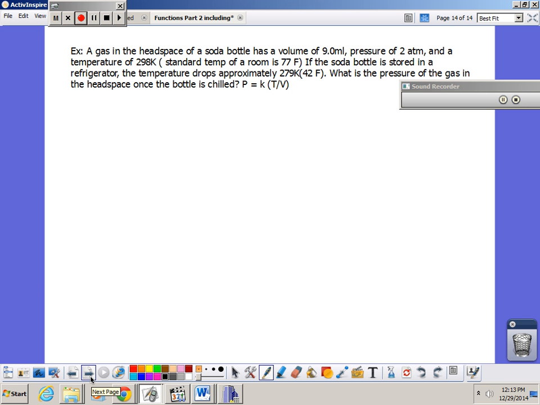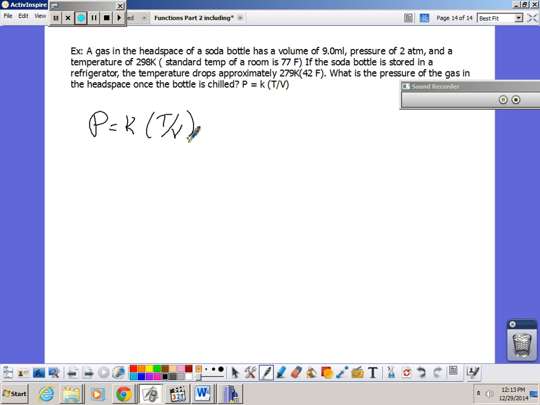The gas in the headspace of a soda bottle has a volume of 9 milliliters. The pressure is 2 atmospheres and a temperature of 298 K. Standard room temperature is 77 degrees Fahrenheit. If the soda bottle is stored in a refrigerator, the temperature drops to approximately 279 K, 42 degrees Fahrenheit. What is the pressure of the gas in the headspace once the bottle is chilled? And they gave us an equation: pressure is equal to K times temperature over volume.